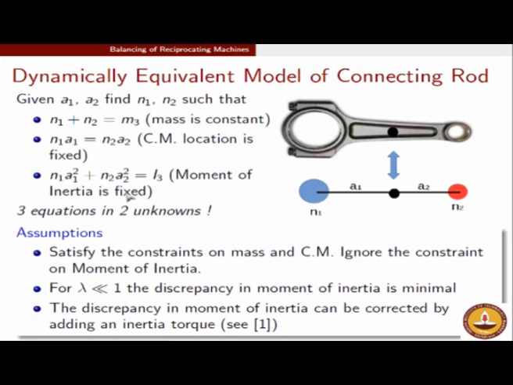So this may feel somewhat arbitrary at this point, but it is known, it is given in the literature that when we take this lambda, and what is lambda? That is crank radius by connecting rod length. When the connecting rod is large compared to crank radius, this discrepancy is actually small. A more involved analysis will tell you this, and this analysis also will tell you that if you are very bothered about this discrepancy in moment of inertia, it can be corrected by the application of inertia torque.